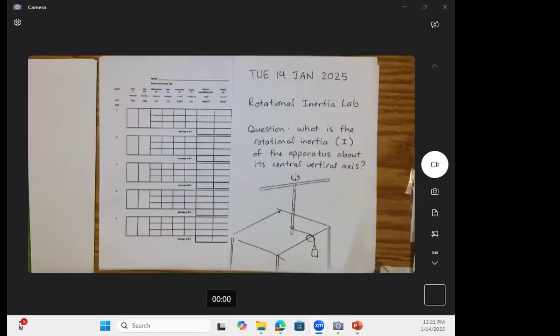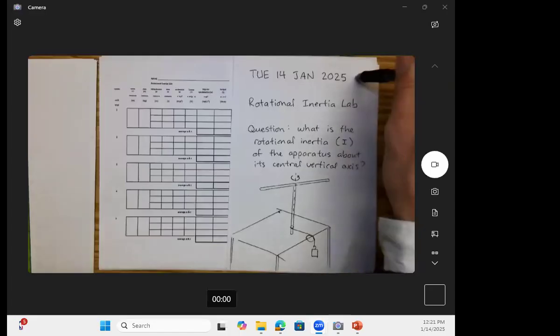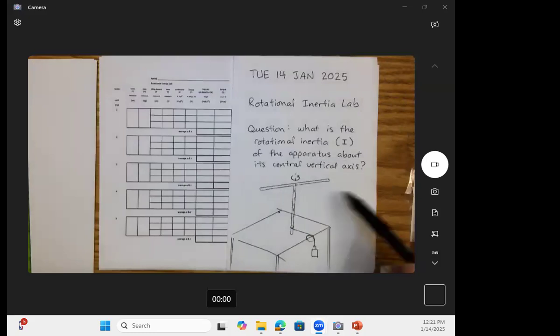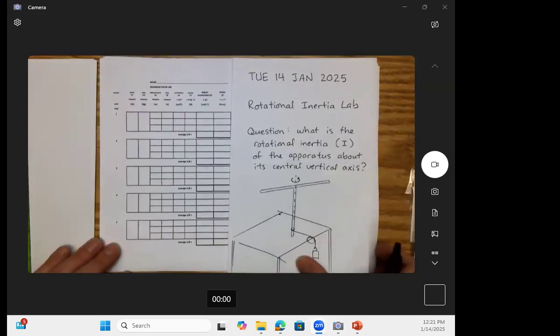Recording is rolling. It is Tuesday, January 14th. We're going to do this rotational inertia lab today. So the question is going to be, what's the rotational inertia of this pipe system rotating about its central vertical axis? Here's the setup.